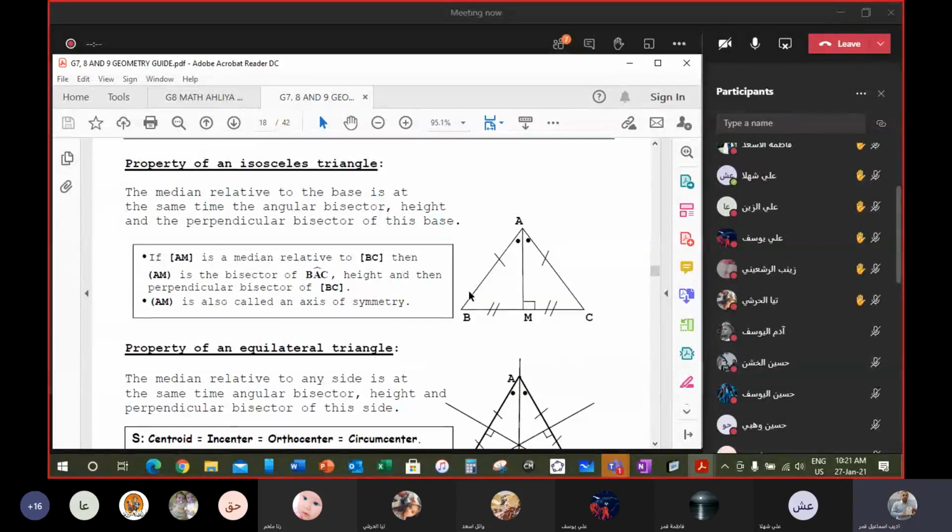Property of an isosceles triangle. In the isosceles triangle we said it has two equal sides and two equal angles. The equal sides we call base sides and the equal angles we call base angles. It has a property: the median from the vertex to the base is the height, the perpendicular bisector, and the bisector of the angle. So this AM, from the vertex to the base, is the height, the median to BC, the bisector of angle BAC, and the perpendicular bisector of BC.